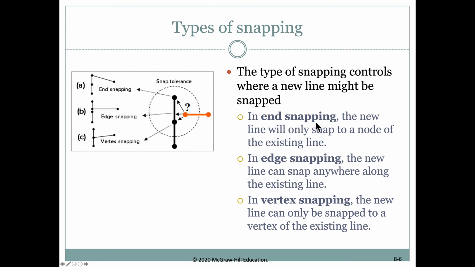So we can have end snapping to nodes, edge snapping to the line, or vertex snapping to any of the vertices that make up another line that we're digitizing to.